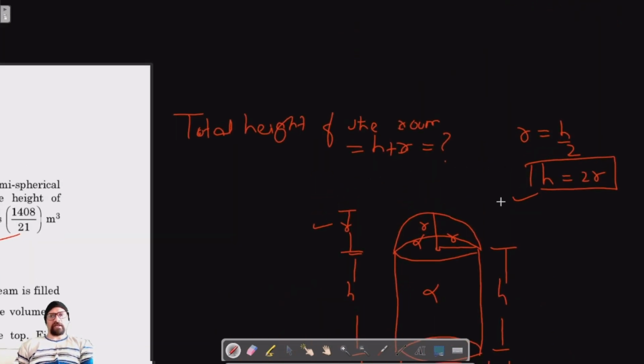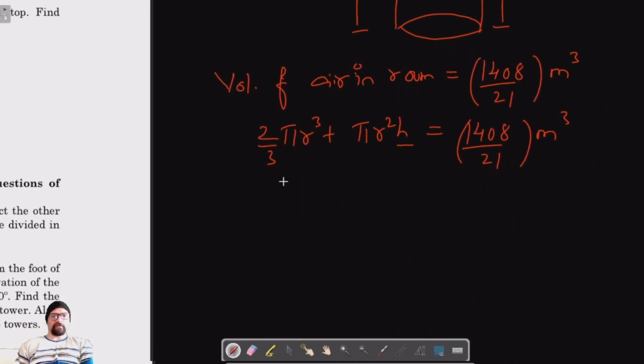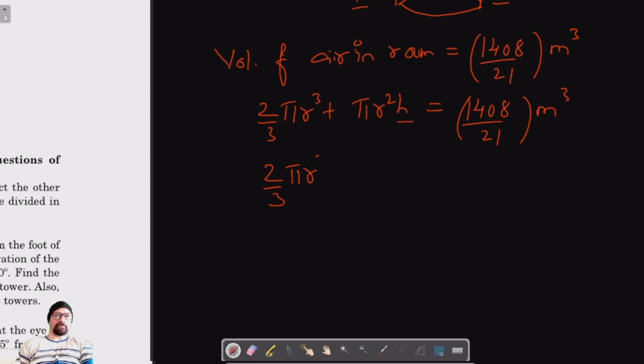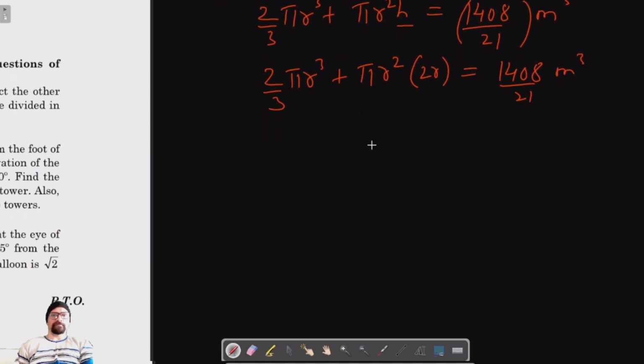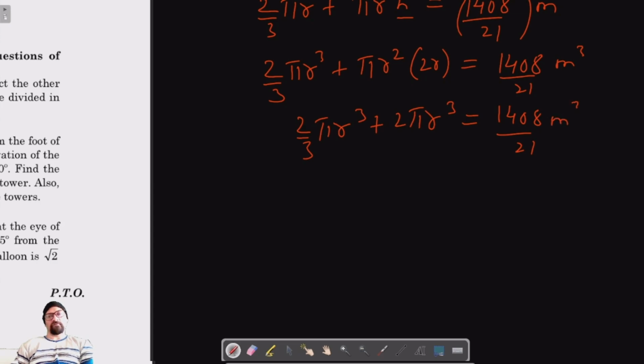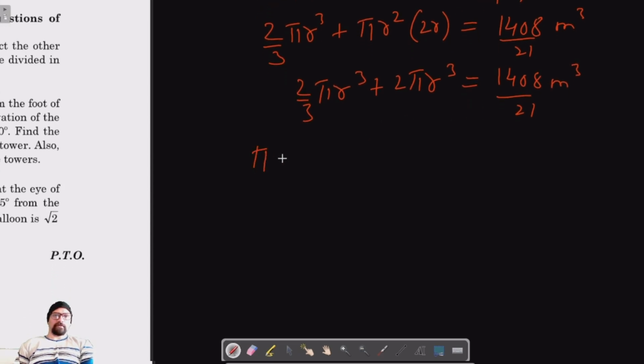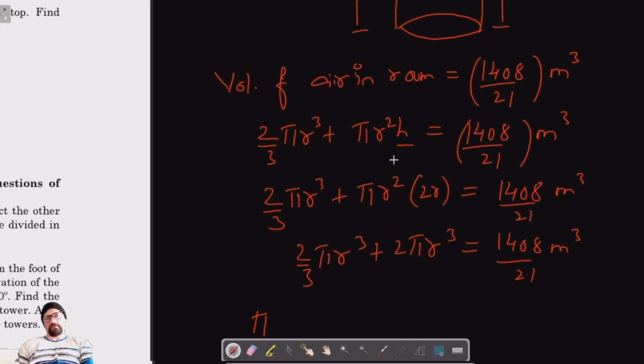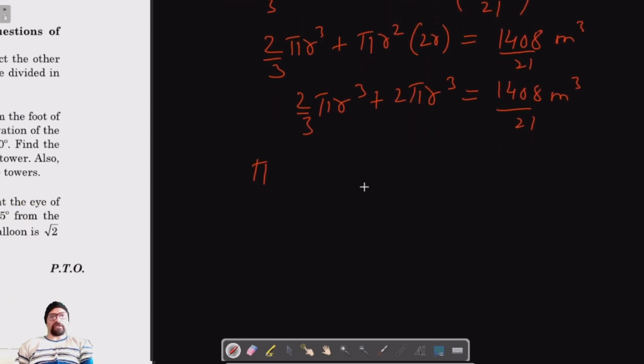Now it's given that height is equal to 2r. So we can write 2 by 3 pi r cube plus pi r square into 2r, which is equal to 1408 by 21 meter cube. So this is 2 by 3 pi r cube, and this is 2 pi r cube, which is equal to 1408 by 21 meter cube.